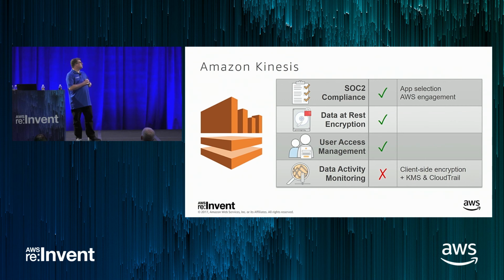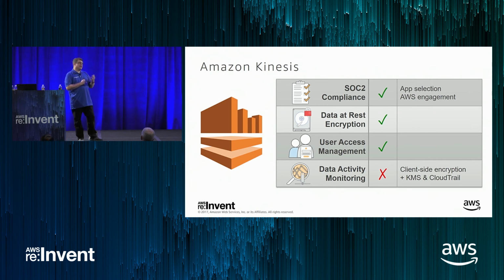Amazon Kinesis is also part of the solution. SOC 2 compliance, again, was granted a couple of weeks back in exactly the same way. Up until that point, we were being very careful about the applications that were selected and constantly asking AWS, is this going to be available? It's really important to us. Data at rest encryption was announced back in July, so we were really happy about that. It stops us jumping through hoops from the encryption perspective.